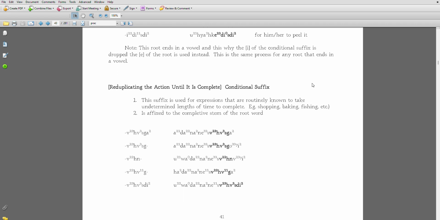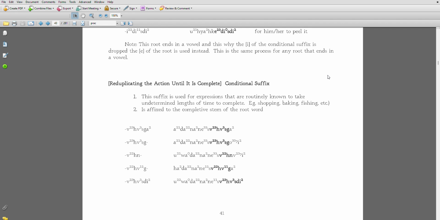Reduplicating the action until it is complete. This suffix is used for expressions that are routinely known to take undetermined lengths of time to complete. So shopping, baking, fishing, etc. And it is affixed to the completive stem of the root word.